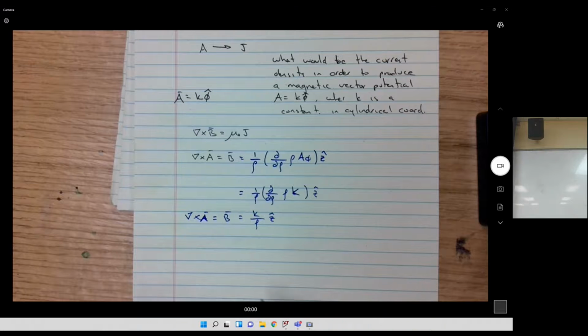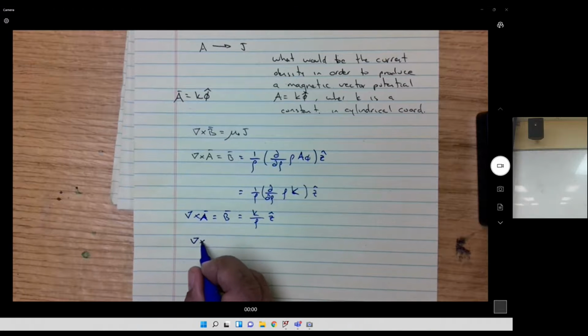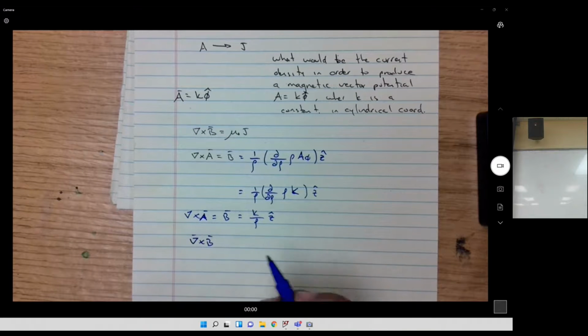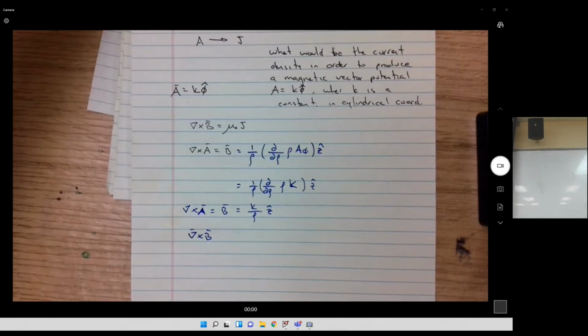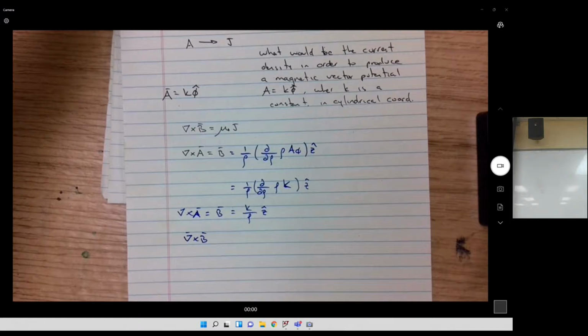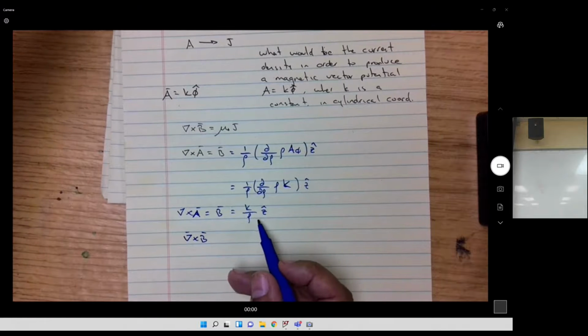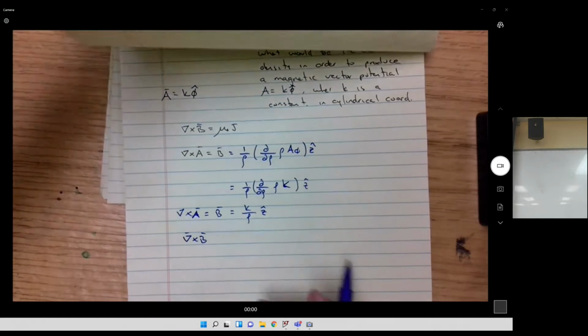Okay, now calculate the curl of B. Now B only has k over rho in the z direction.